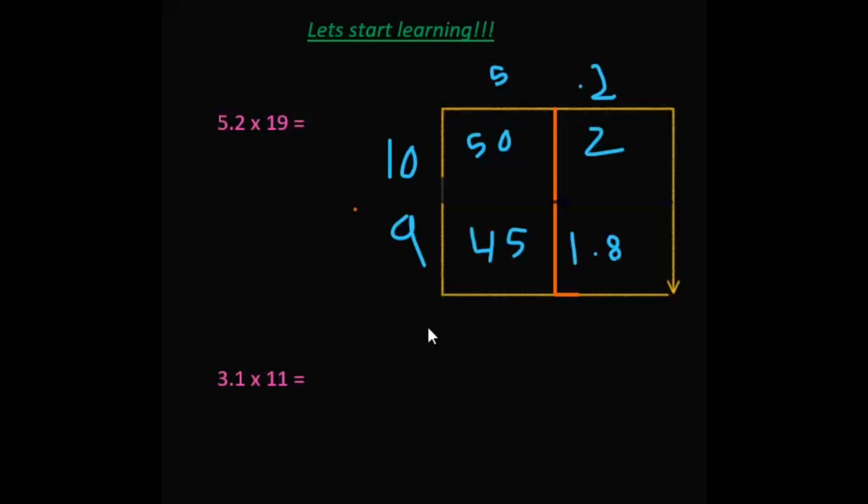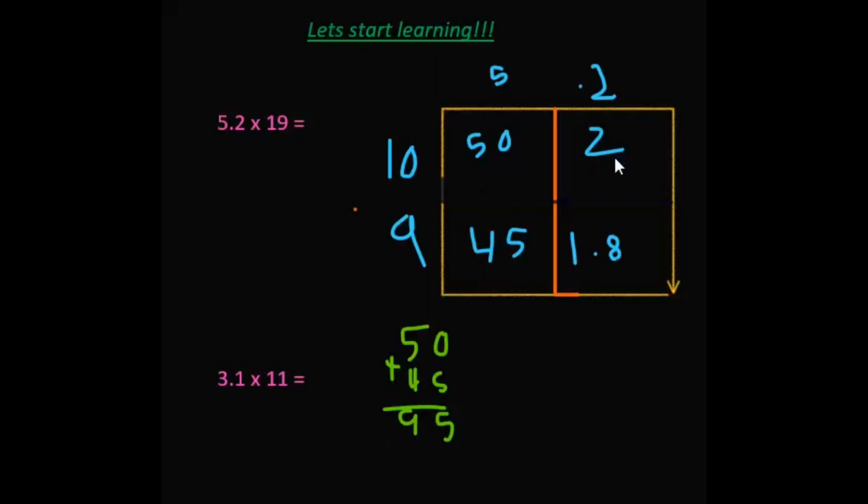So let's do this. 50 plus 45 equals: 0 plus 5 is 5, 5 plus 4 equals 9. So we got 95 in this column here.